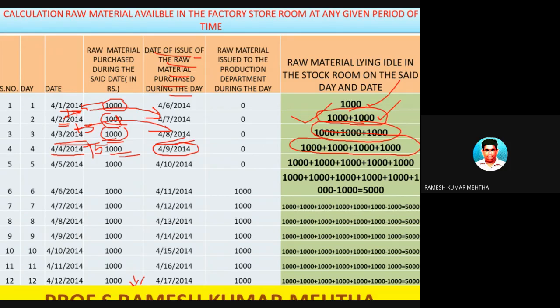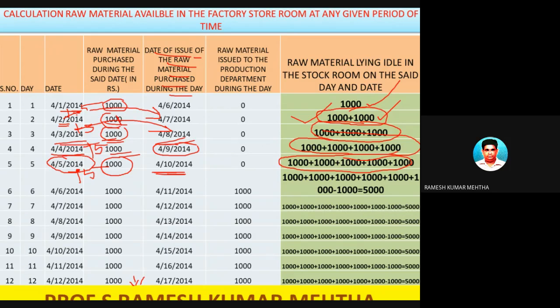Now the next one is the fifth day of the year. On 5th April 2014, I am purchasing another 1,000 rupees of raw material, and this will go into production plus 5 days, that is on 10th. So this will be issued to the production center for conversion of raw material into finished goods on 10th April, because it is told that for 5 days it will have to rest in the stock room before it is issued, because already some stock is there. So raw material issued to the production center on this day is also zero. So now another 1,000 is getting stuck. So 5,000 is getting stuck.